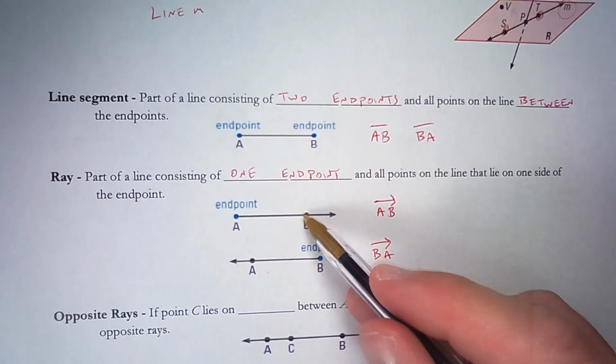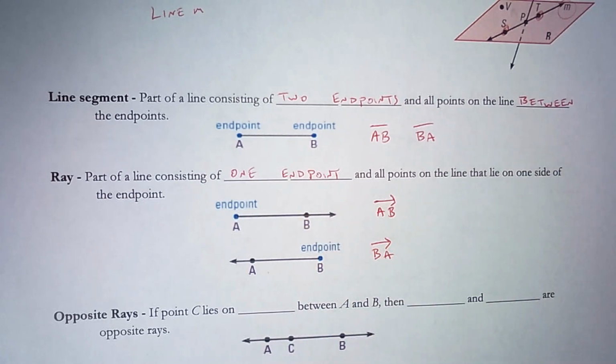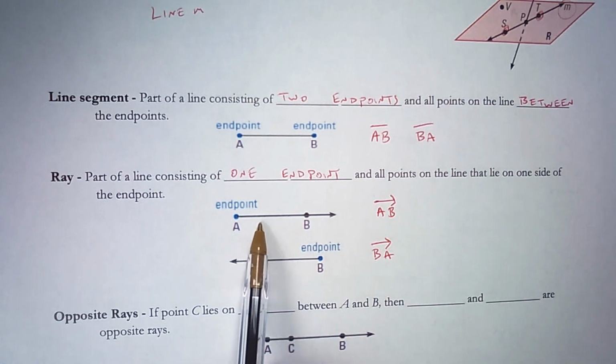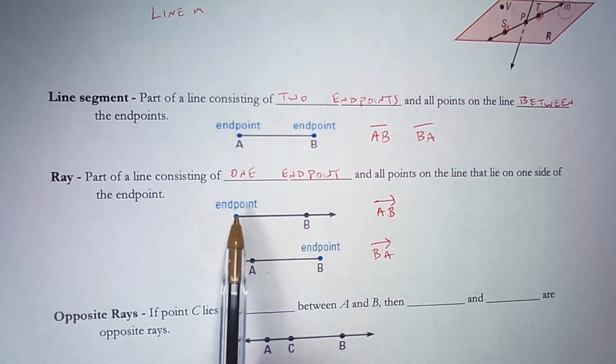We always start the name of a ray with its endpoint. We cannot turn the name of a ray backwards. I cannot call this ray BA. I have to start with the endpoint.